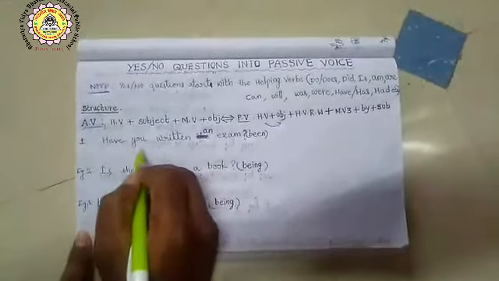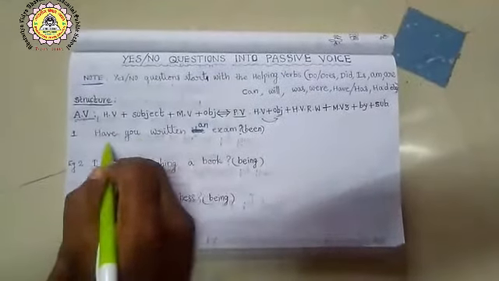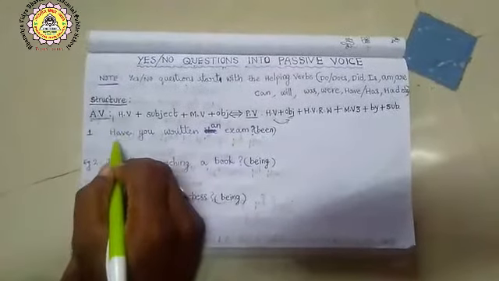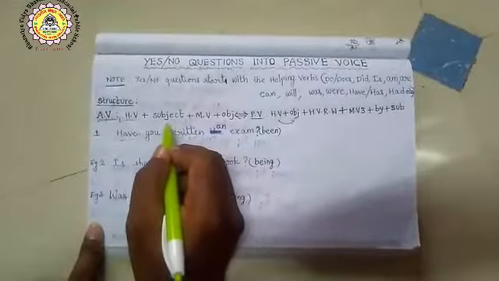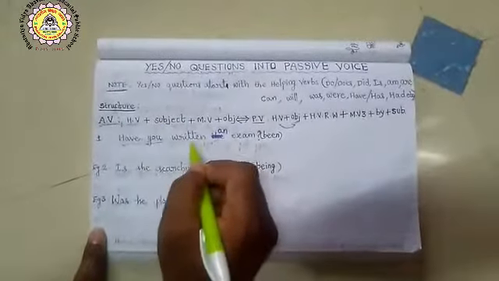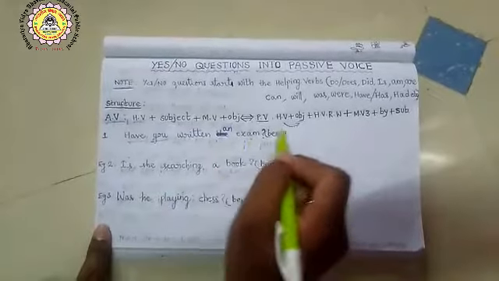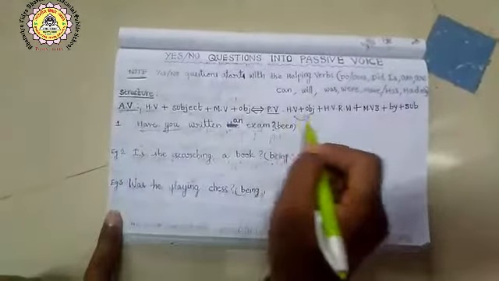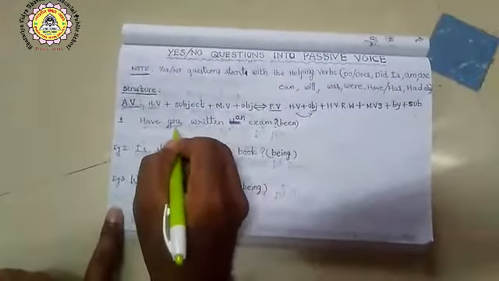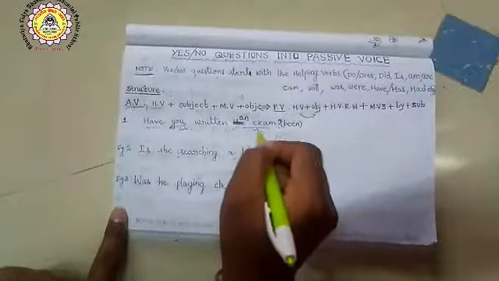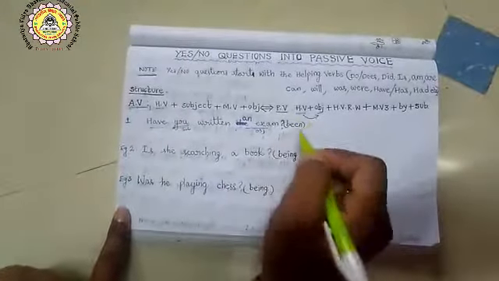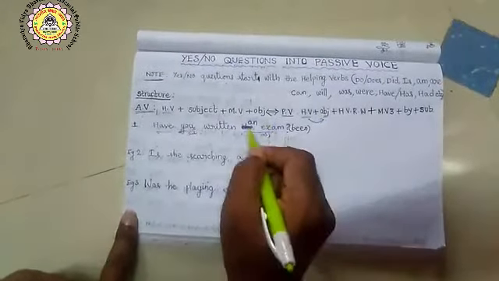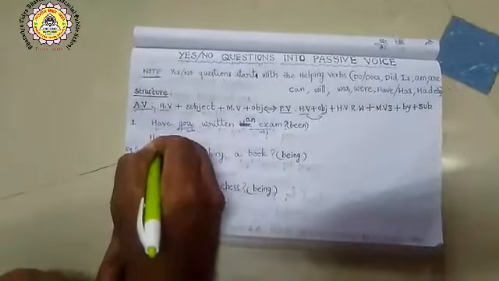In example 1, have you written an exam? It is the example. Let us compare with the active voice structure. Helping verb: have. Subject: you. Main verb: written. Object: an exam. Let us transform into passive voice by using this structure. Here, you is the subject, an exam is the object. So let us write the helping verb related to the object. An exam is the object here. As it is singular, we have to write has.